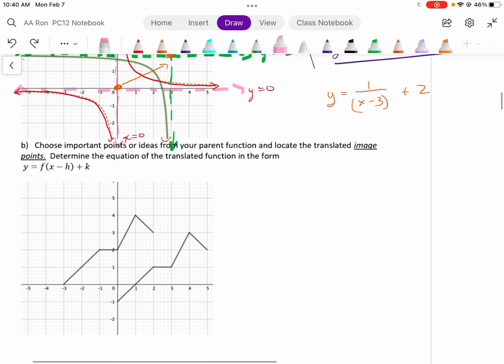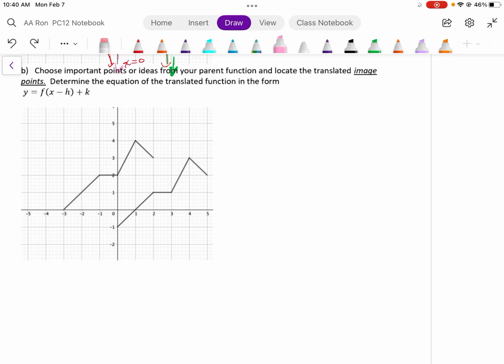All right, moving on. We need to choose important points or ideas from my parent function to find the image point. So I need to determine the equation of the translated function in the form y is equal to f of x minus h plus k. I guess I need to define what is my parent function. Let's just let this one up here be my parent function. It's a really weird function. It is what is known as a piecewise function. It's just broken up into different pieces, but nonetheless, it's a function.